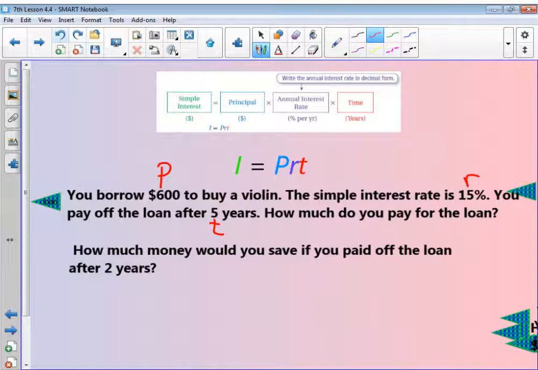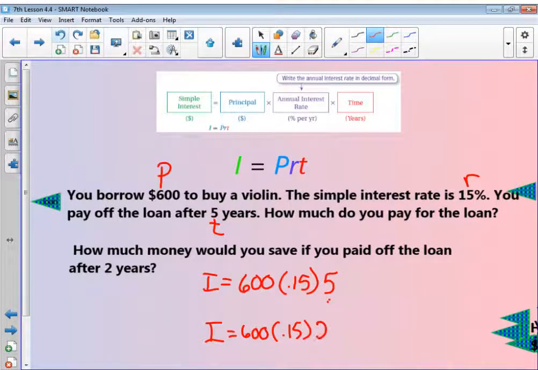You're going to have to start out by doing the interest. Okay, so we're going to start out with just this first question. Our interest equals our principal is 600 times our rate is 0.15 or 15% times our time is 5 years. Okay, so that's the first scenario, just to figure out how much interest we're going to pay. The second scenario says how much money would you save if you had paid off the loan in over 2 years? So let's just do these both at the same time, because the only thing that's going to change is this amount of time. So I'm going to set up a second equation. Everything else is the same. It's just that instead of having 5, we're going to have 2 years at the end.